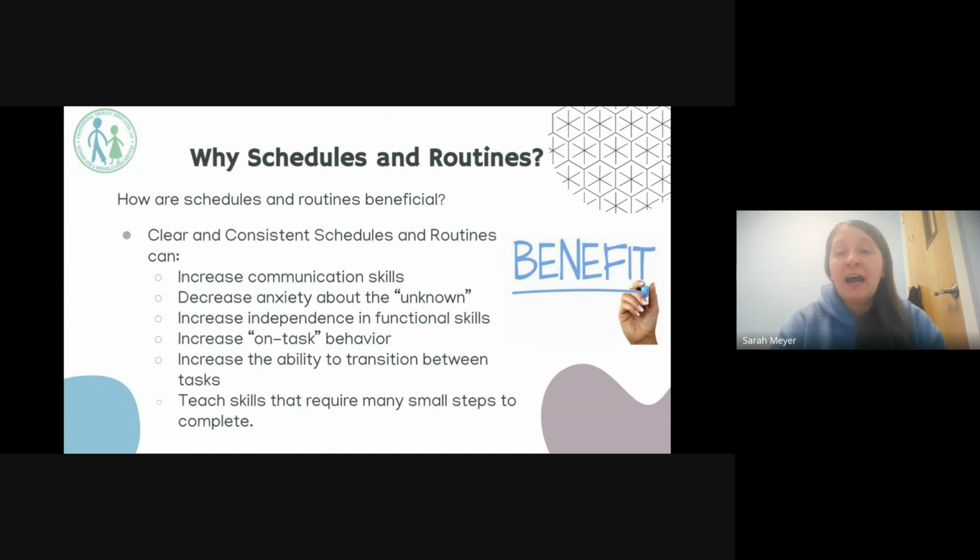And again, having these consistent schedules and routines is going to help our kids learn more complex skills that are required throughout their day. And again, these complex skills may have many small steps. So for example, if it's an expectation that every day during our morning routine we're going to brush our teeth, your child is going to become more independent in brushing their teeth, which again is one task with a lot of small steps, because they're consistently doing it each day. They're consistently practicing it.